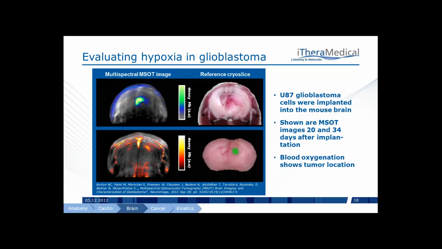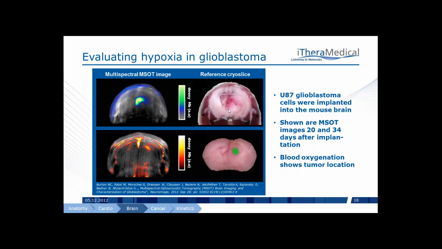In the next experiment, we combined our studies of hypoxia and oxygenation with a model of glioblastoma. Shown here are 2 separate animals imaged at different time points following implantation with U87 glioblastoma cells. In the top figure, this animal was imaged 34 days after implantation with U87 cells, and in the bottom image, when the tumor was smaller, the animal was imaged 20 days after implantation.